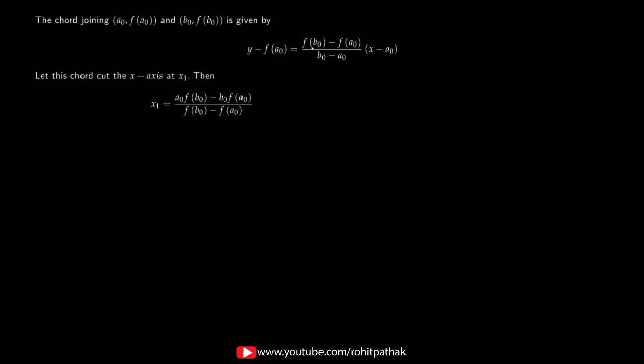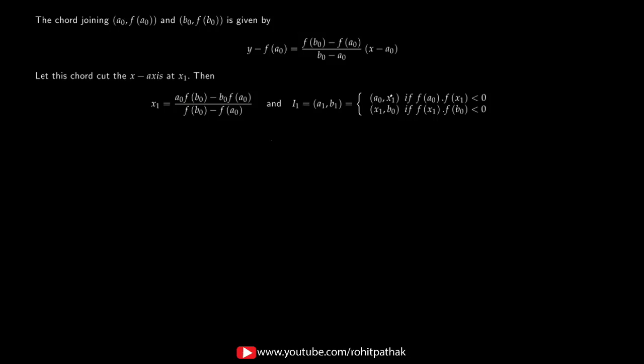So let's see how this procedure works. The chord joining the two points (a0, f(a0)) and (b0, f(b0)) is given by this formula. This is the equation of the chord. Now suppose this chord cuts the x-axis at x1. Then put y equal to 0 and x equal to x1 in this equation and solve it for x1. The new interval is [a1, b1], depending on whether the root lies in [a0, x1] or [x1, b0].